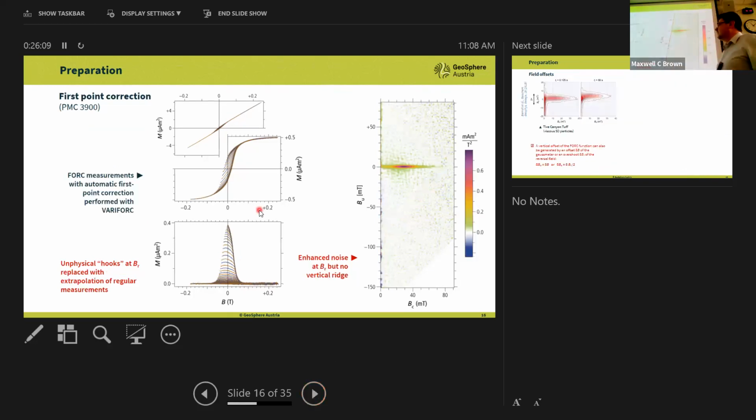FORC offers the possibility to correct these first measurements. The correction has been applied here, and you see that the ridge disappeared completely. Noise is left, but still, at least you don't get an incorrect interpretation.